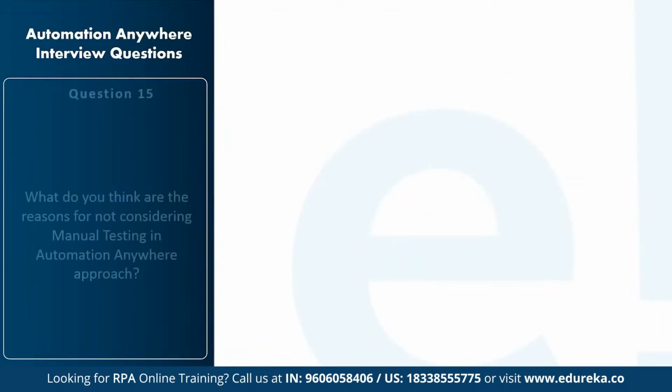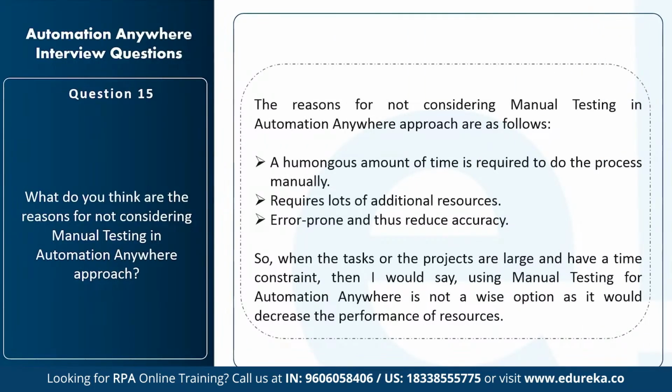Now moving on to the next question, that is, what do you think are the reasons for not considering manual testing in Automation Anywhere approach? Well, the reasons for not considering manual testing in Automation Anywhere approach are basically because a humongous amount of time is required to do the process manually. It requires a lot of additional processes, and the processes can also be error prone, so it reduces the accuracy.